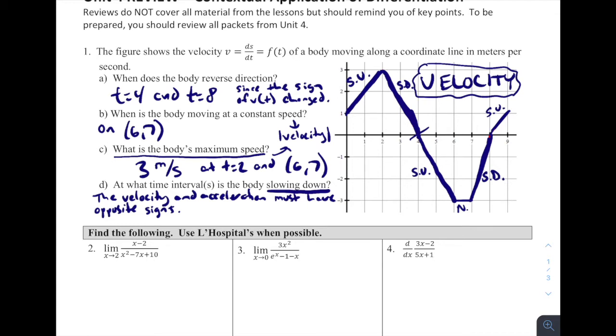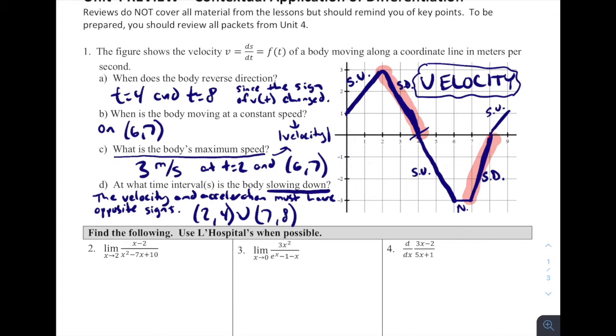So where is this slowing down? I'm looking really at this interval from here to here and this interval from here to here. So what are those times? This looks like this is going to be on (2, 4) union (7, 8), where that object is slowing down because the velocity and acceleration have opposite signs.